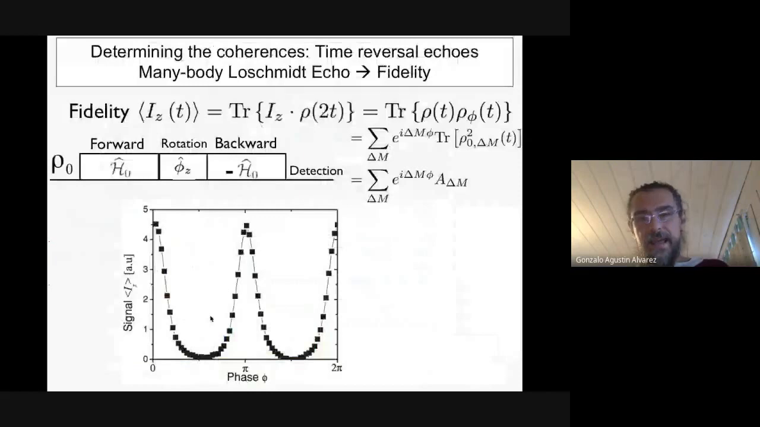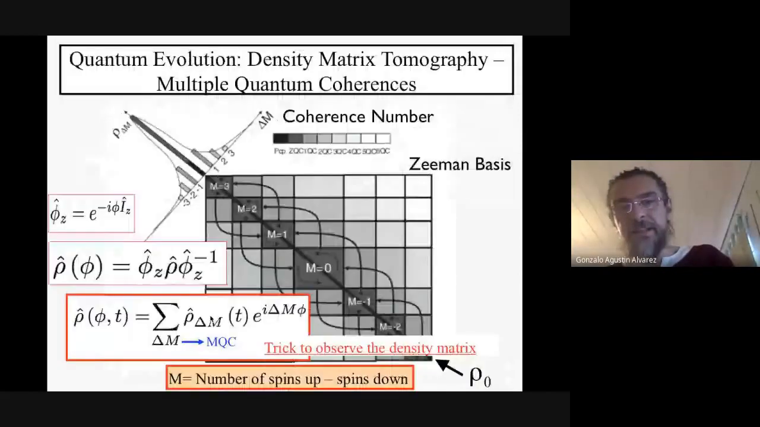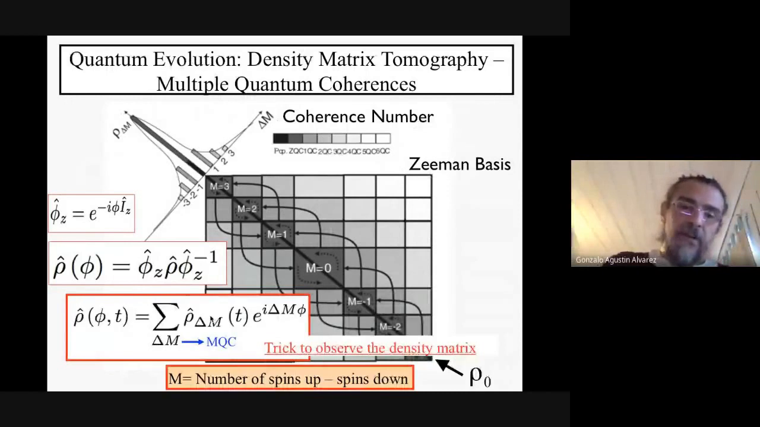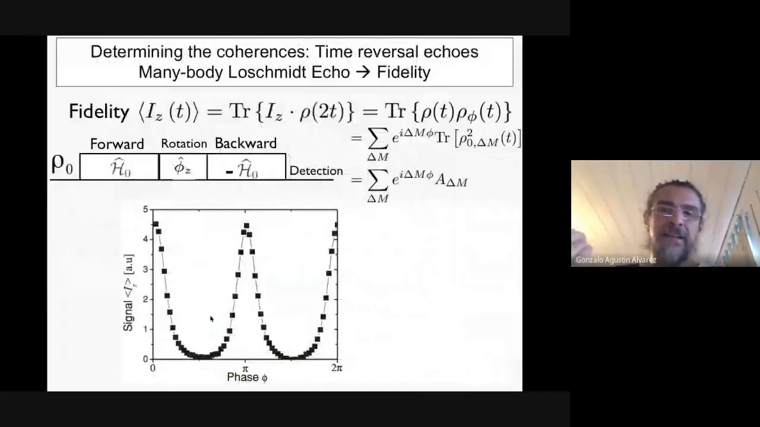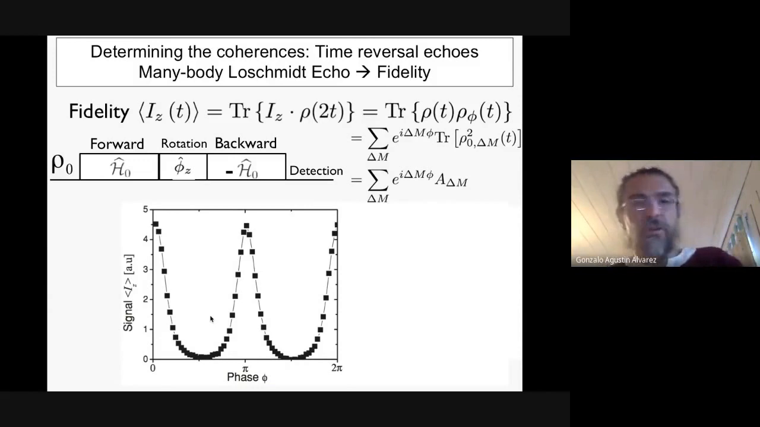Okay, so this is what we will do. I will use this technique to encode the different coherent orders of the density matrix, and now I want to measure them. To measure them, I will do another trick called time reversal echo, also called a many-body Loschmidt echo, and I will also use it to measure what I told you at the beginning, the fidelity. I cannot measure the fidelity directly, so we will apply these time reversal echoes to measure it.